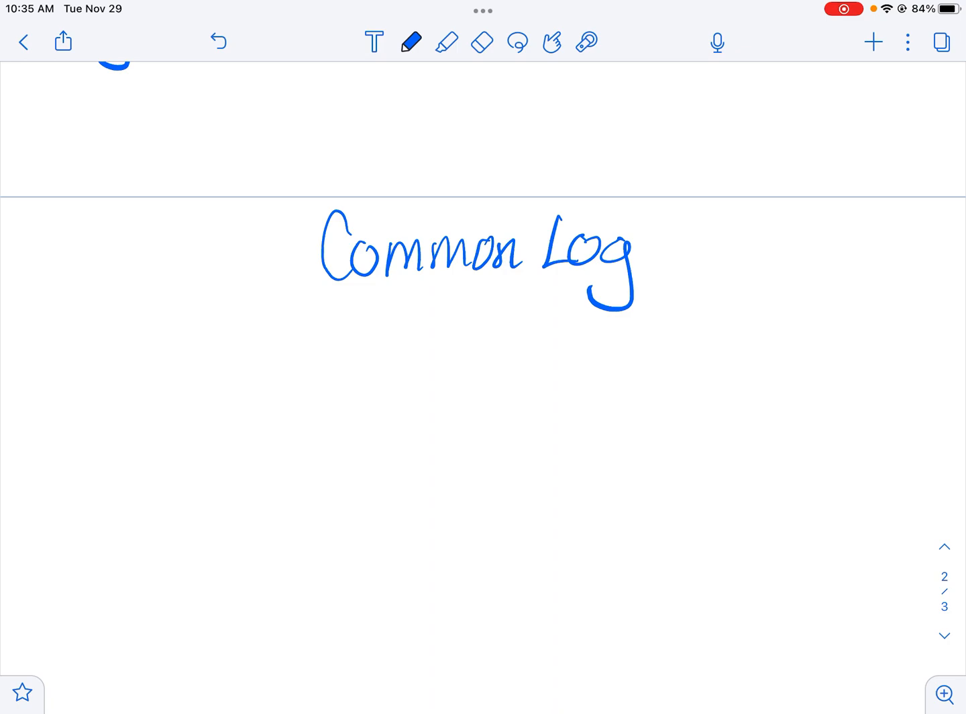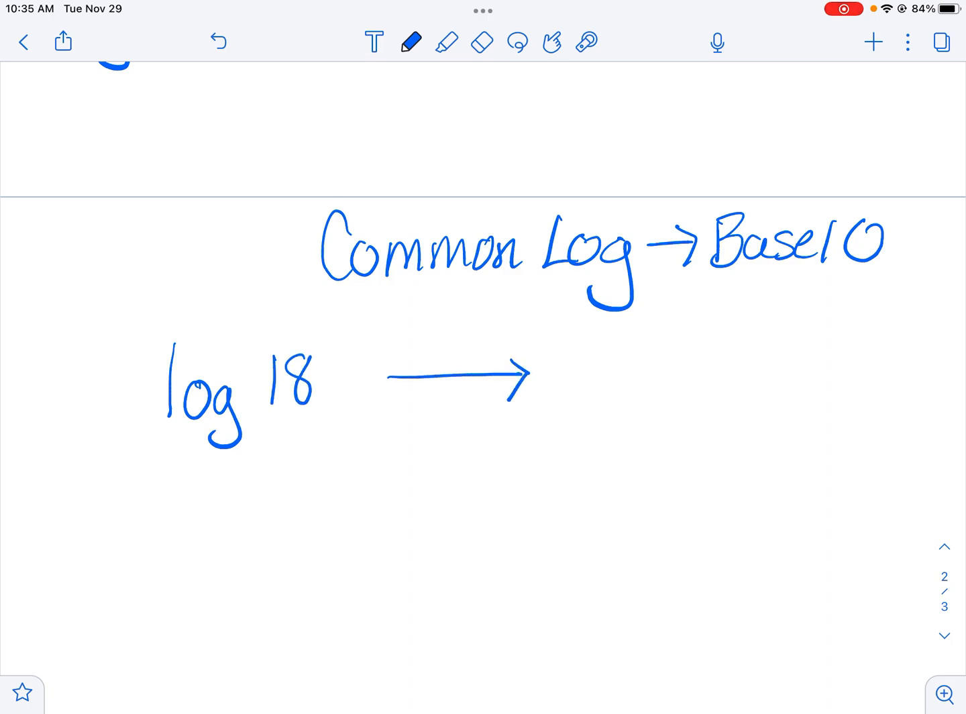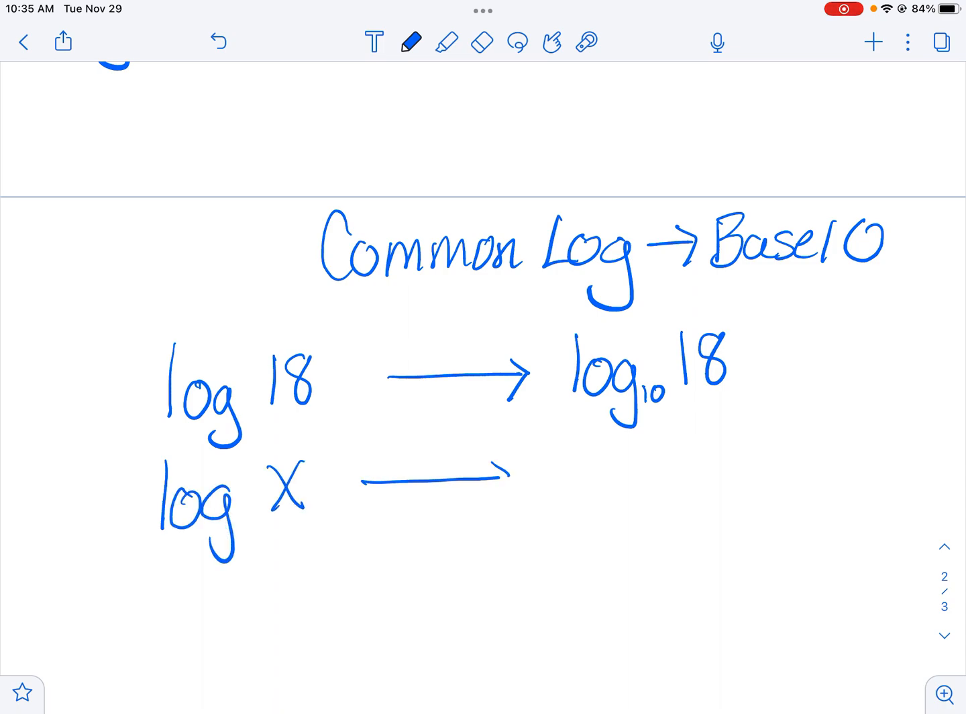Now, there's also something called the common log. And the common log just means that it has base 10. Kind of like when we write square roots, we don't have that 2 outside. Common log is base 10. It's used a lot, so we don't write that 10. So if you saw log base 18, that is the same as log base 10 of 18. So that base is that tiny subscript number. So if I just said log x, that is log base 10 of x.